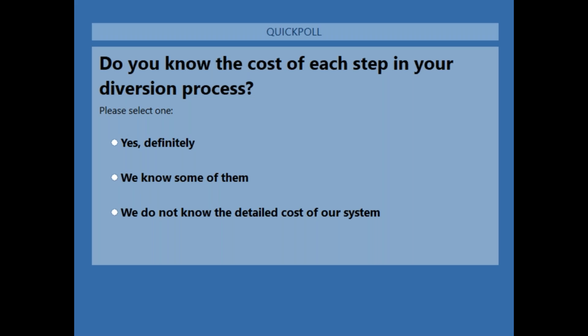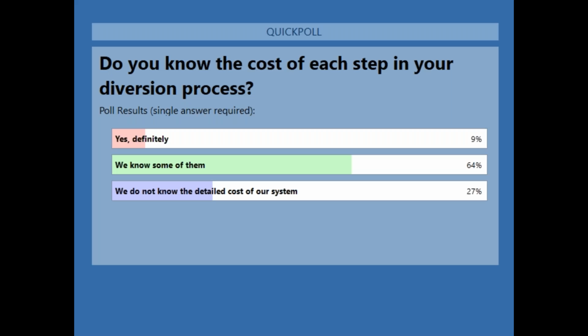All right, I'm going to close this out and share our results. So we have 9% say yes, definitely. They know the cost of each step in the diversion process. 64% say that they know some of them, and 27% say we do not know the detailed cost of our system. Okay, so again, pretty telling information. Less than 10% of our group here today actually know all their costs, so they can make decisions about which commodities are making money and which commodities are not making money.